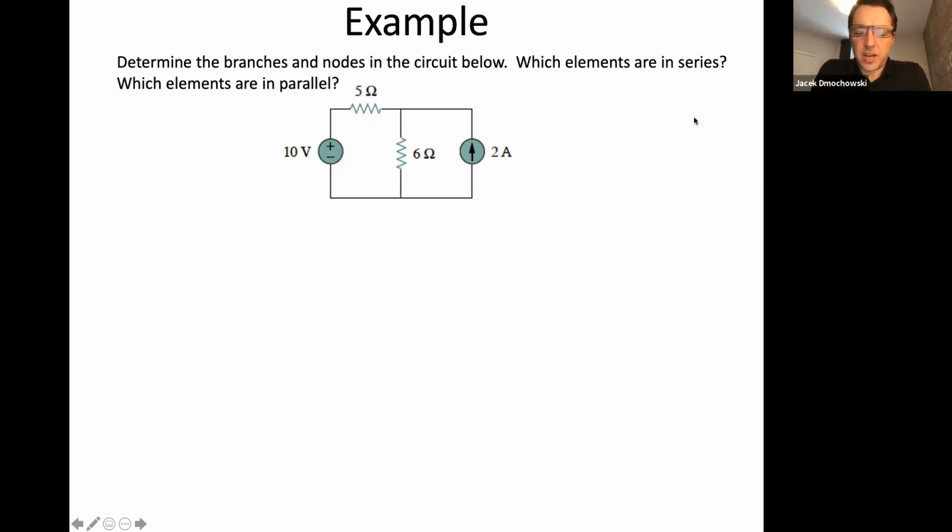Determine the branches and nodes in the circuit below. Which elements are in series, which elements are in parallel? So first of all, how many branches are in this circuit? Very good. There's 4 branches, right? What about how many nodes are there in this circuit? Please remember to mute yourself. So how many nodes are there in this circuit? That'd be 3 nodes. Very good.